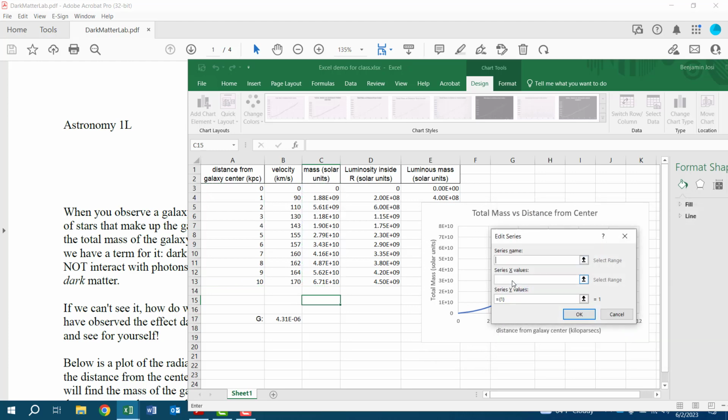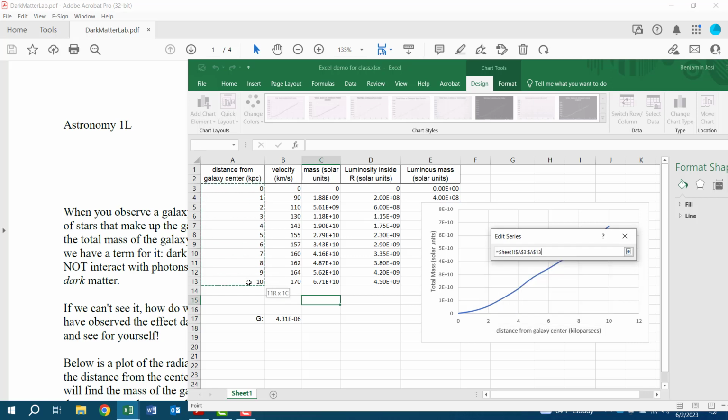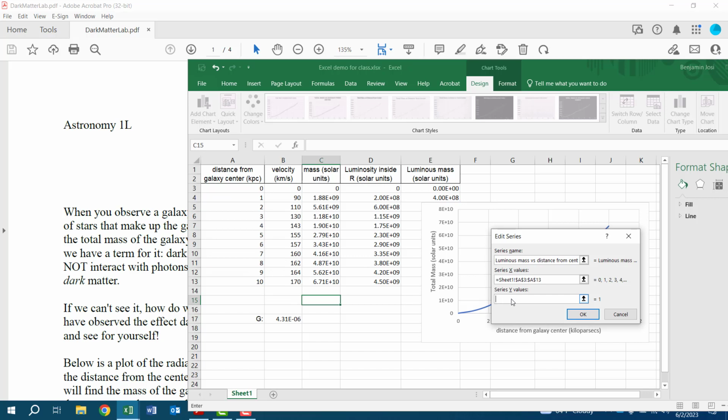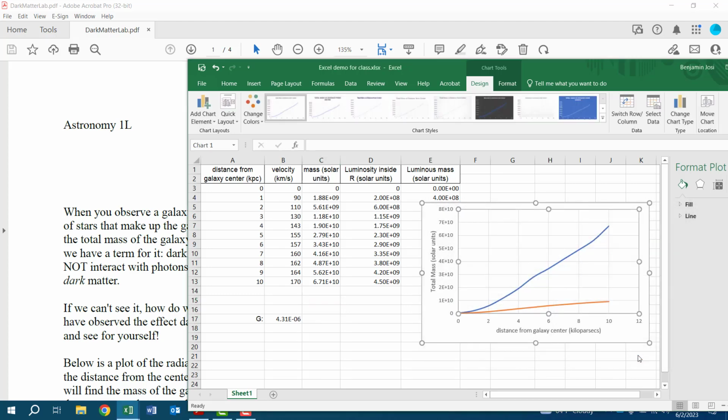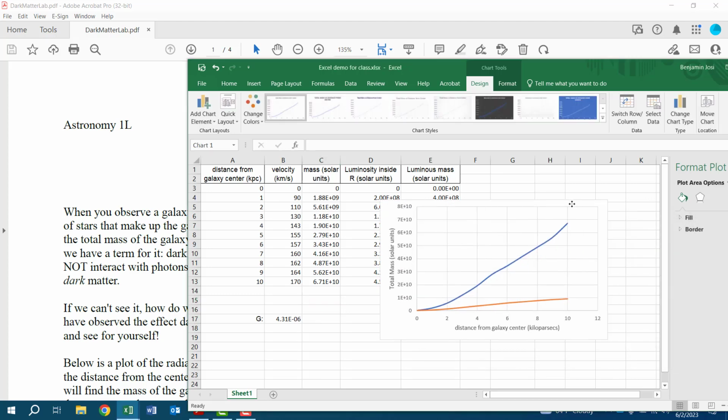So, add data series. This time, we'll be graphing just luminous mass versus distance from center. Just like before, our horizontal data would be the distance from the center of the galaxy. But this time, the vertical data is from just the luminous mass. That's this last column that we calculated. Okay, don't forget to hit Tab, hit OK. Great. And it will automatically show up as a different color. Now you could change that color if you wanted.